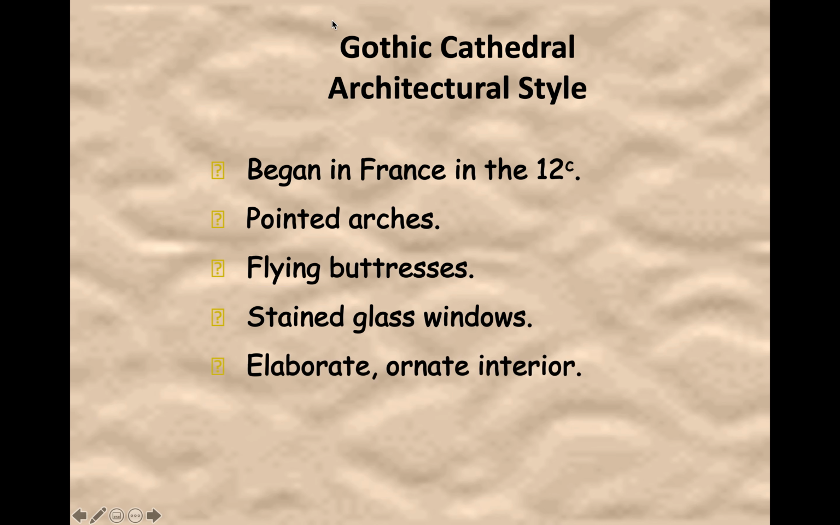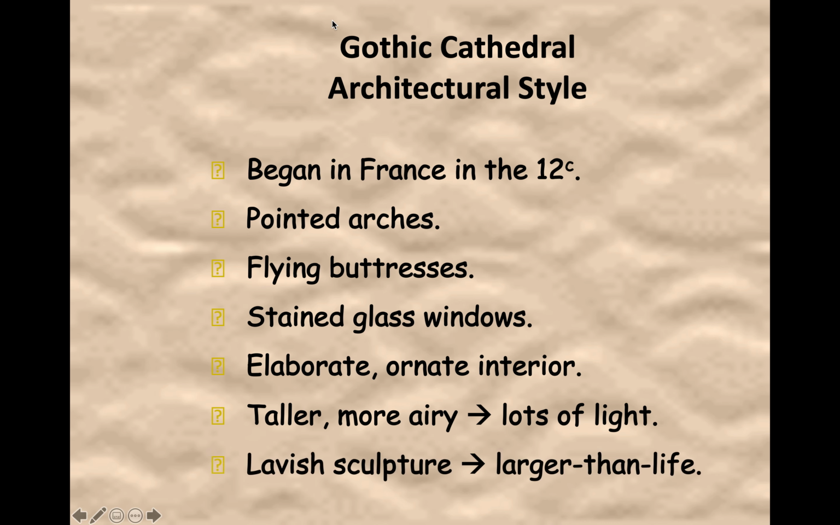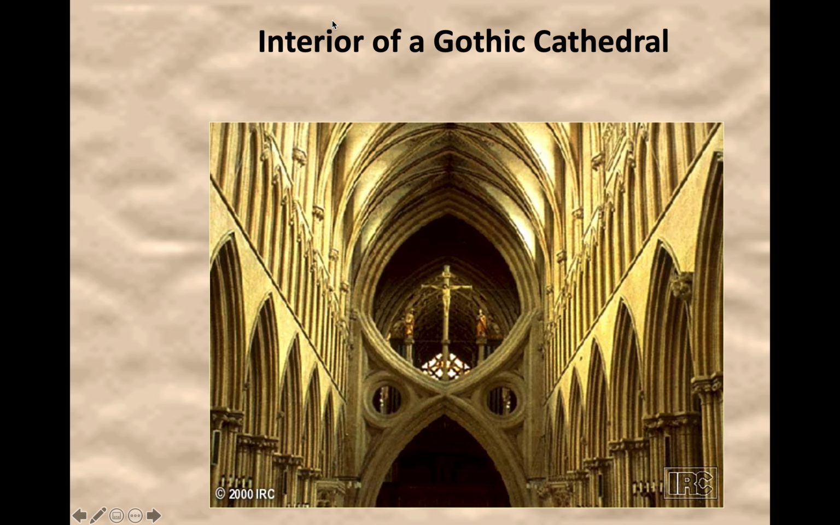Gothic cathedrals were very fancy, elaborate, ornate, to showcase the elegance and extravagance of the Catholic Church. They were also very tall, and we're going to talk about why, and very lavish. There's a lot of elegance, which was showing the power of the church, and we're going to see that theme again in Baroque art a little bit later. Here's a picture of the interior, and we can see some of those pointed arches. Lots of very tall space, lots of natural light coming in. That was all on purpose.